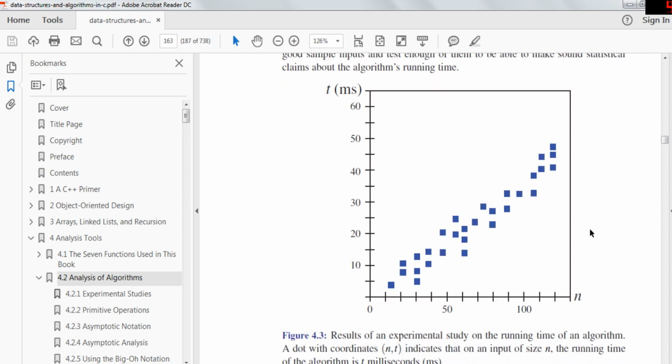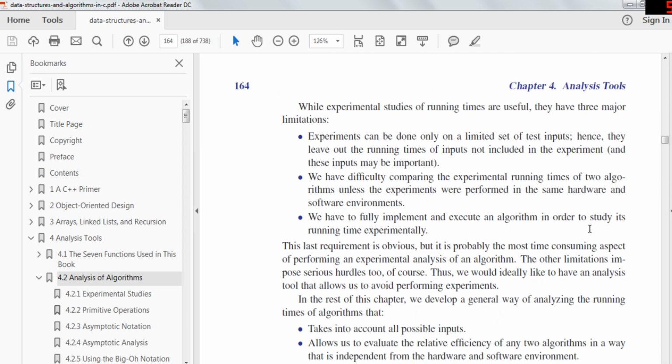So while experimental studies of running times are valuable, they can be done only based on a limited amount of test inputs. You have difficulty comparing the experimental running times of two algorithms unless the experiments were performed in the same hardware and software environment. And you must fully implement and execute an algorithm in order to study its running time experimentally. So that's the reason why experimental studies of running times have limitations. Just running experiments has limitations.